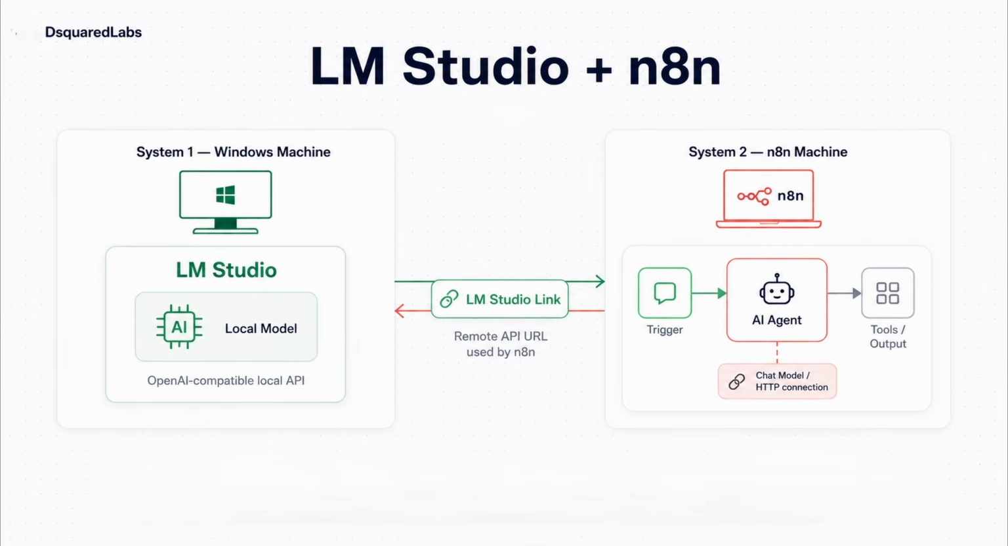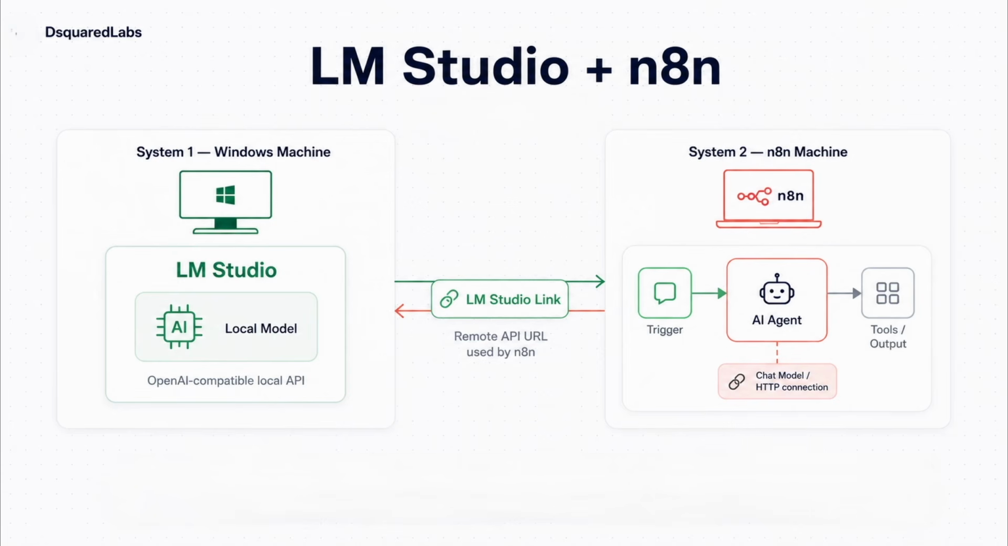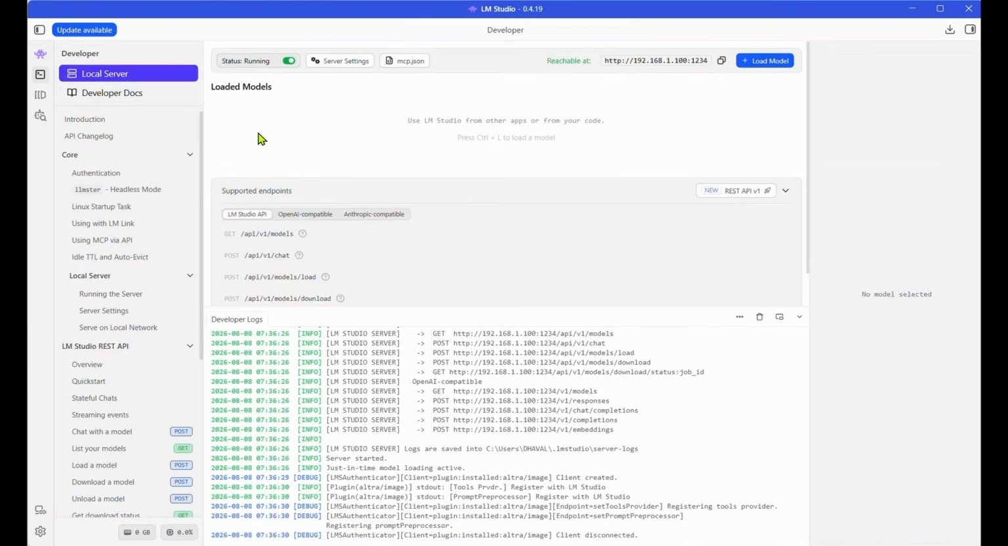If you'd rather go local, you can use LM Studio instead. First, look at this diagram. In my setup, I'm running LM Studio on a separate machine and connecting to it from the system where n8n is running. You can run both on the same machine, but unless you have a fairly powerful system, performance may not be very efficient. Now let's set it up.